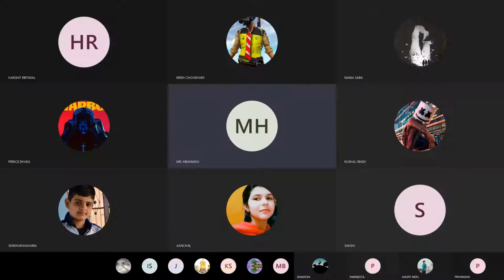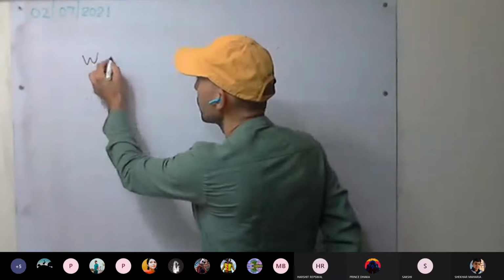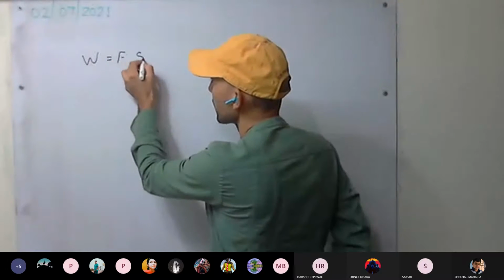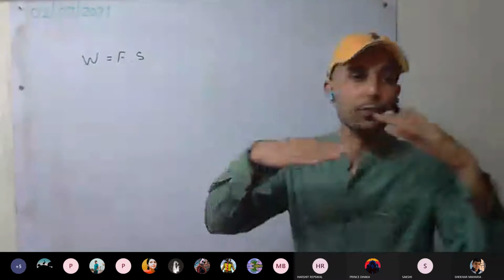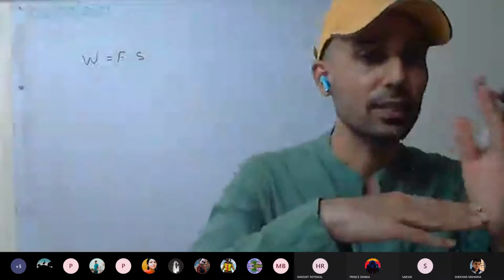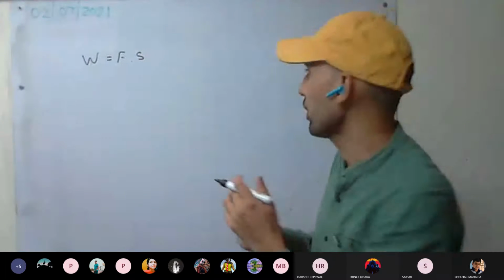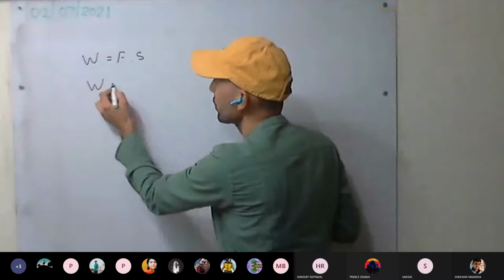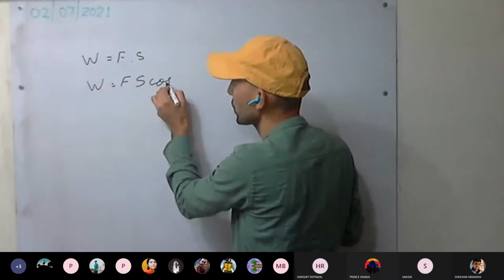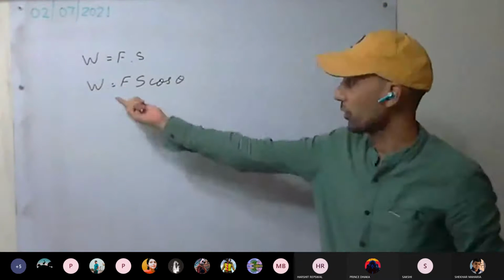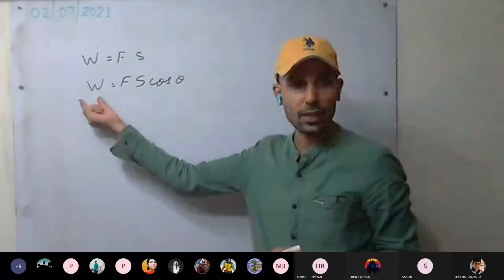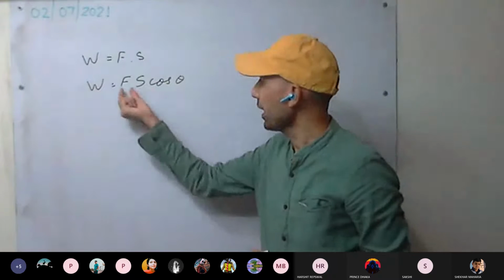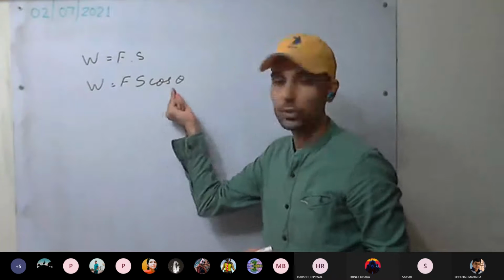Force. So it was work done equal to force into displacement. And if the force and displacement are not in the same direction, at some angle, how have we calculated? Work done equal to Fs cos theta. This was the work done. It is a scalar quantity. And W equal to Fs cos theta.